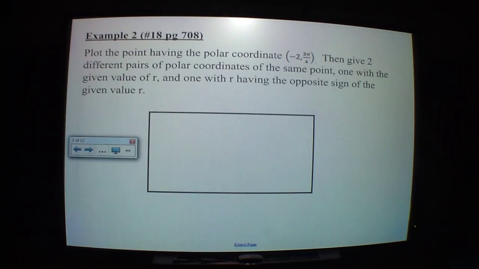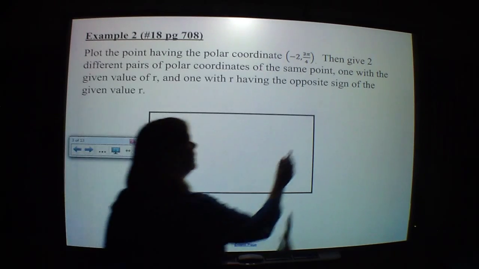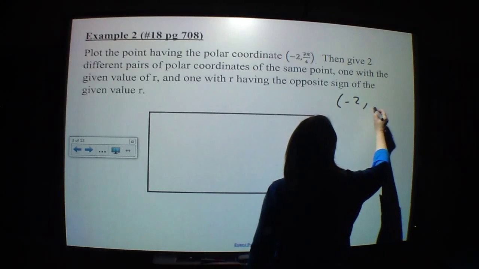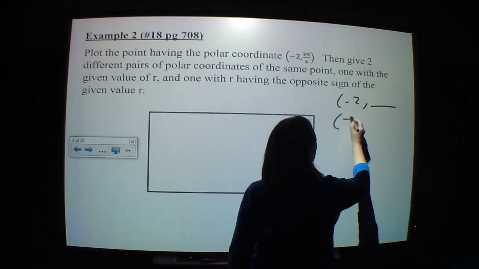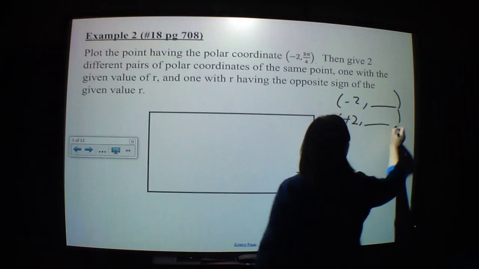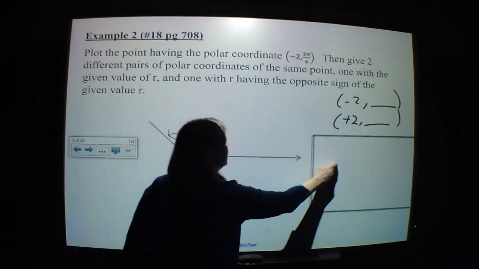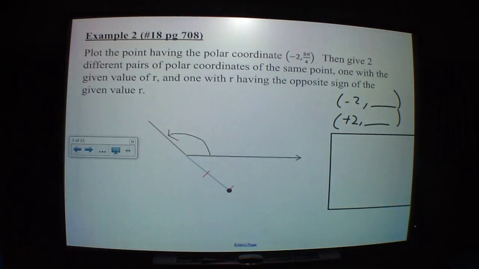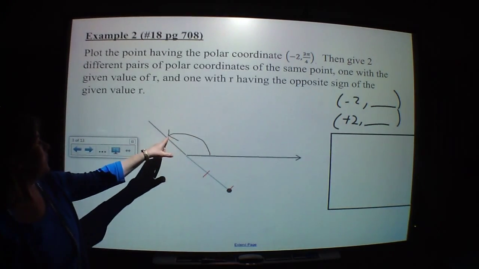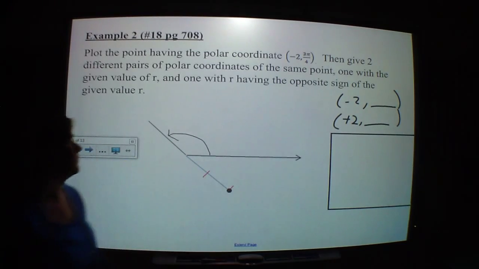Example 2 is number 18 on page 708. Plot the point having polar coordinates -2, 3 pi over 4, then give 2 different pairs of polar coordinates of the same point, one with a given value of r and one with r having the opposite sign. So I want one being -2 and some angle, and I want the other one being +2 and some angle, where it's not the exact same point. Okay? So here's what my graph looks like. I go 3 pi over 4 this way, and then I go -2.